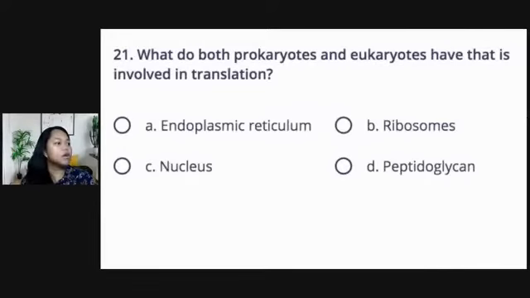Okay, ano kaya yung tamang choice for number 21? Number 21, what's the correct choice? I see B's for number 21. Okay, and letter B here is the correct choice. Tama yung letter B, no? Ribosomes, because these are, of course, the organelles that are involved in translation.